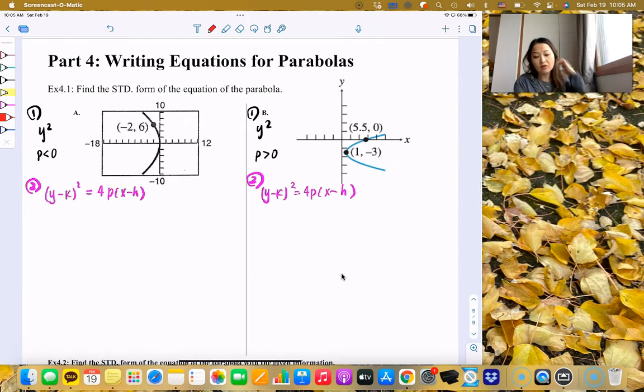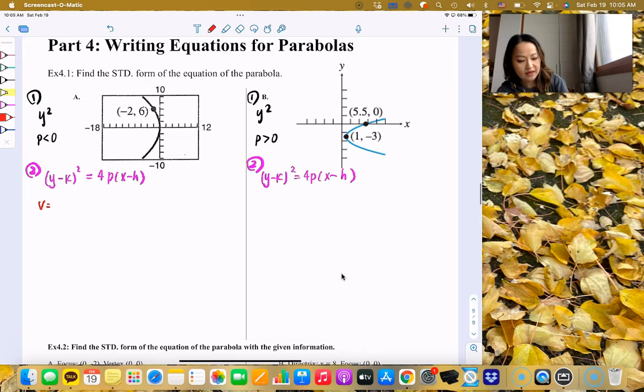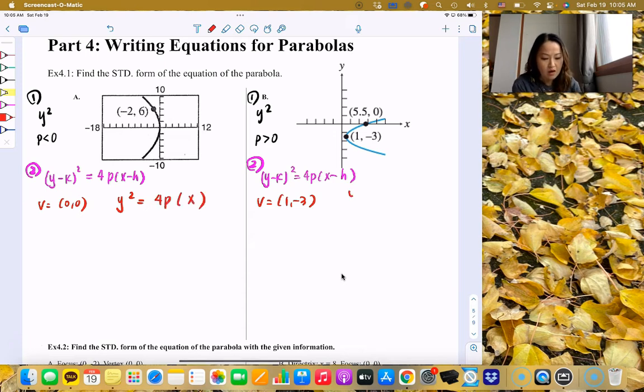Well, look at the graph. You know the vertex, right? What's the vertex? Yep, you got it. You don't know the focus though. How about this one? What's the vertex for this one? 1, -3. So let's start plugging it in. Oh, just kidding, this one has a vertex, right? Sorry about that. So y plus 3 squared equals 4p times x minus 1.